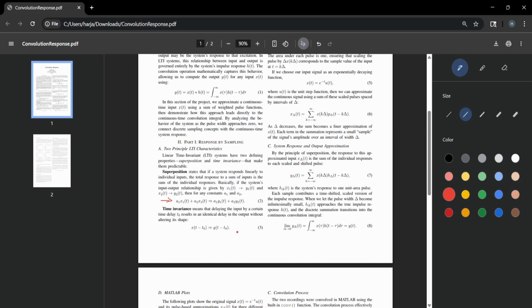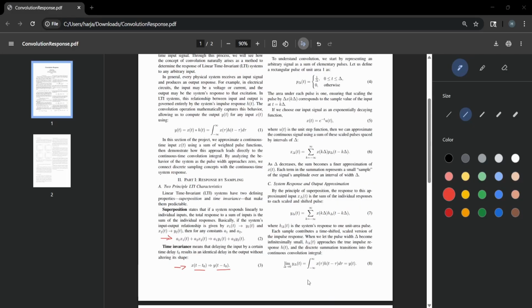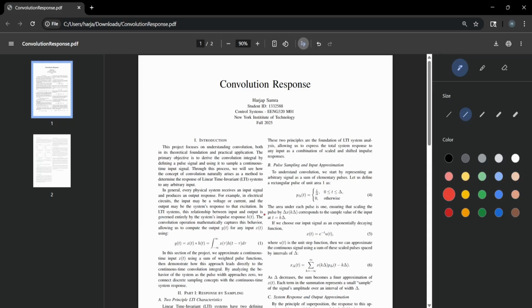The next property, time invariance, means that if an input signal is delayed by some specific amount of time, the output signal is going to be delayed by the same amount of time, as you can see right here. Together, these two properties make LTI systems predictable and relatively easy to analyze. Now that we understand those properties, let's try to derive convolution.